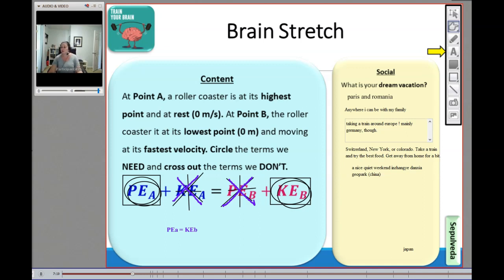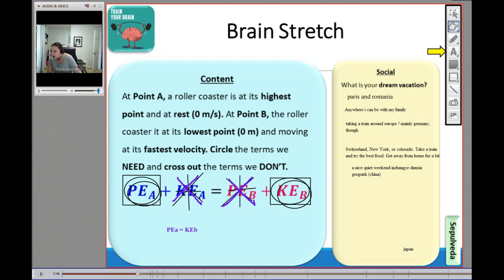Looking at our social, what is your dream vacation? I love it. Paris and Romania, those are some beautiful places. Anywhere with my family, that's super sweet. I love that, Bowen. And taking a train around Europe, I'm mainly Germany though. Let's see who's that, Catherine or Caitlin. Absolutely, I would love to do that. I am not a backpacker, you could say. I mean, there's people that backpack all through Europe. I would not be that. My husband said Europe would be super expensive for us because I cannot go below a 4-star hotel. I don't understand what he's talking about.